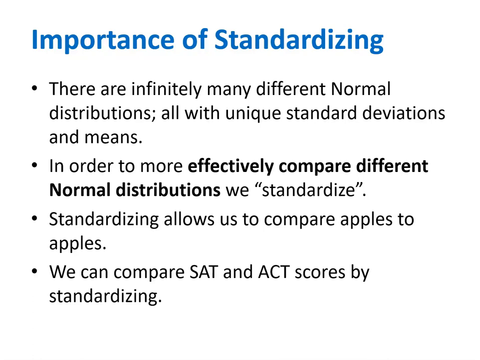Now, the importance of standardizing. We learned in the previous section about standardizing by finding z-scores. There are infinitely many different normal distributions, all with unique standard deviations and means. So in order to more effectively compare different normal distributions, we standardize. We saw that example in the previous section. We were comparing 2 people's heights of different genders and ages. By finding their z-scores, we could see how they compared. So we can compare apples to apples as opposed to apples to oranges. So for example, we can compare SAT and ACT scores if we standardize.